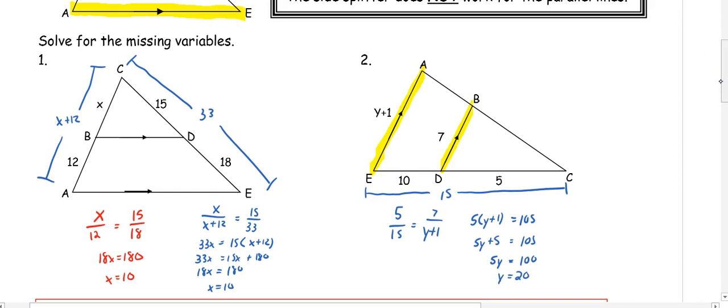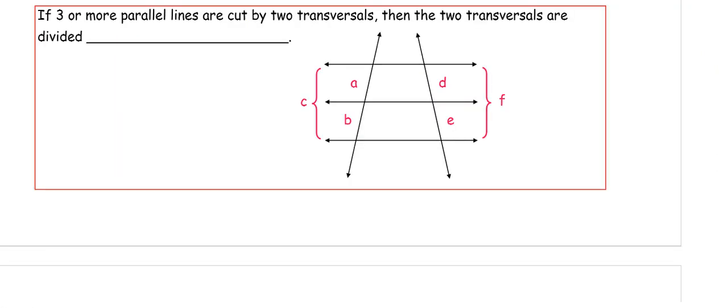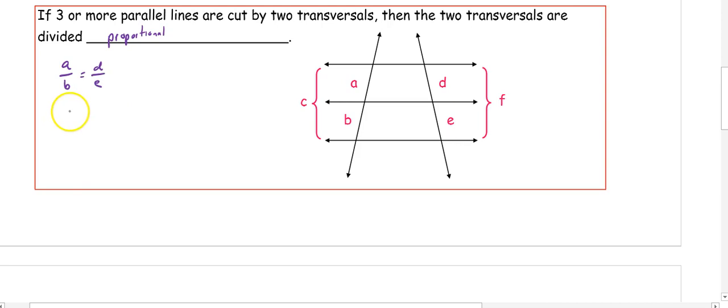More general with side splitter, and we can use it for parallel lines. If 3 or more parallel lines are cut by 2 transversals, then those 2 transversals are divided proportionally. Now, there's a couple of different proportions we can set up. We can do side splitter, so we can say A over B is equal to D over E, or we can do a piece and the whole length. So we could also do A over C is equal to D over F, or B over C is equal to E over F. It's just going to depend on what variables and numbers you have there to solve.